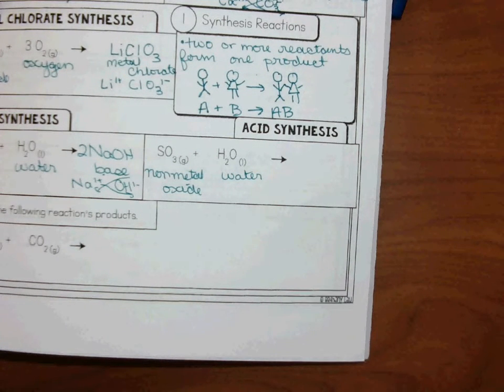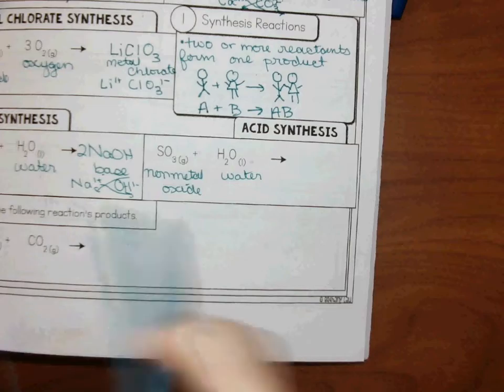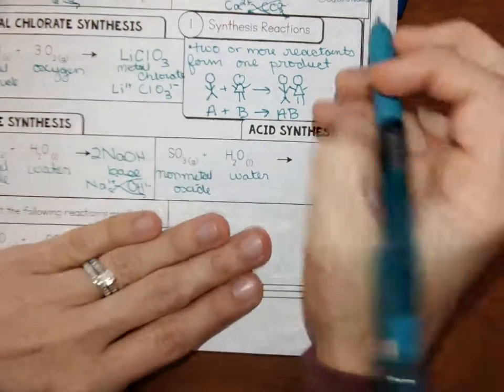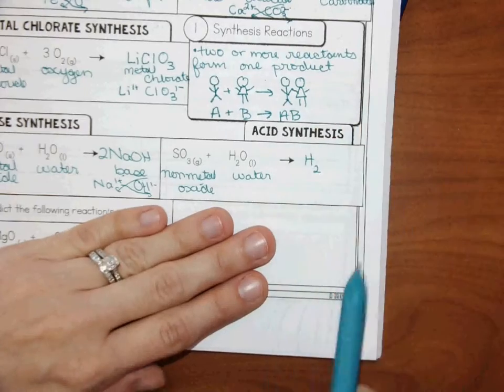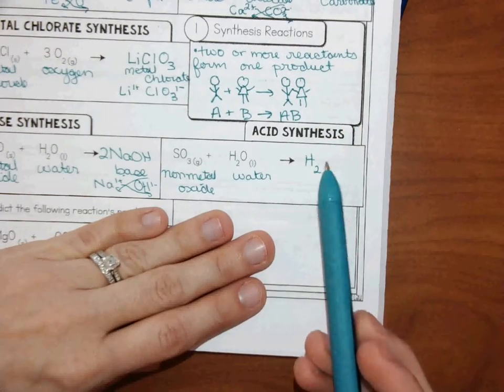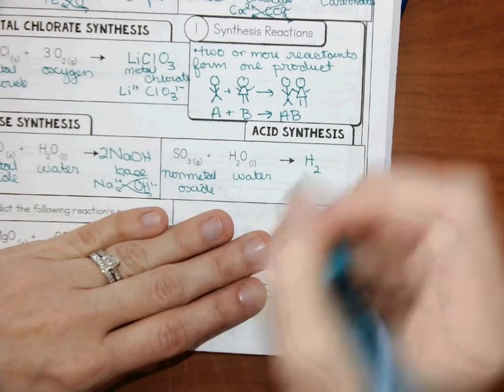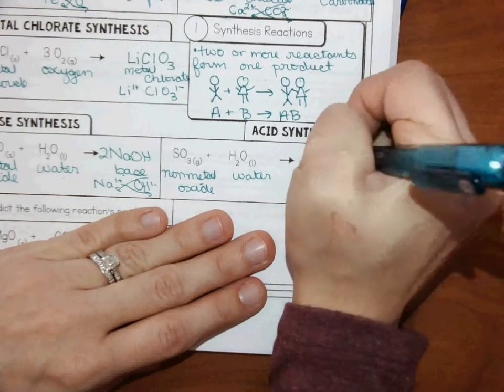This one is really easy to solve. So first you're going to count how many hydrogens you have on this side. I have 2 hydrogens on this side. And then oxygens always go last, so in between I'm going to have sulfur. I only have 1 sulfur.